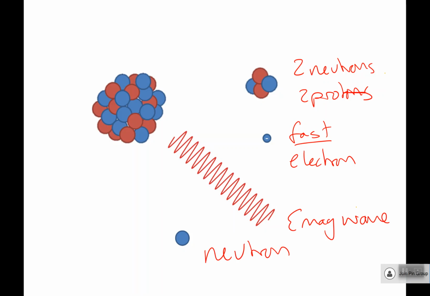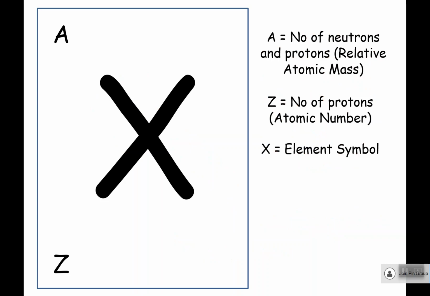All of these come from the nucleus, and when something emits a type of radiation, it can make that nucleus change, it makes the atom change into a different element. So this is what a decay equation shows. So we look at some notation that we did before.